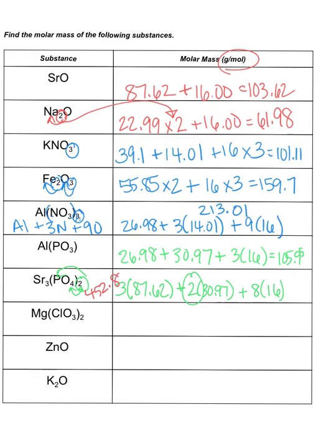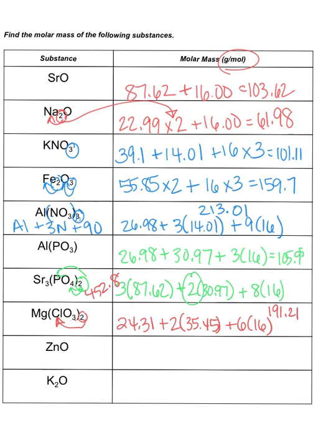Now, Mg(ClO3)2. That l looks like it could be an I, but it's actually Cl. I'm going to take the molar mass of Mg, which is 24.31, plus 2 times Cl, 35.45, because this 2 multiplies this Cl, and then 6 times 16, since 3 times 2 is 6. When I add all of that up, I get 191.21.